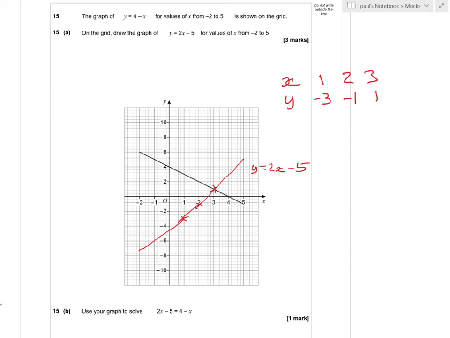What we're doing is use your graph to solve 2x minus y equals 4 minus x. So it's when the y value is the same, which is the y value is 1 or the x value is 3.